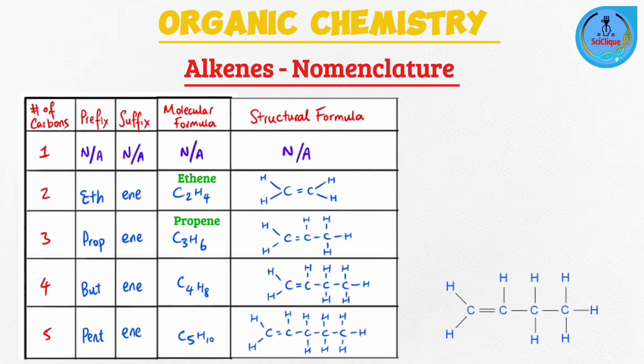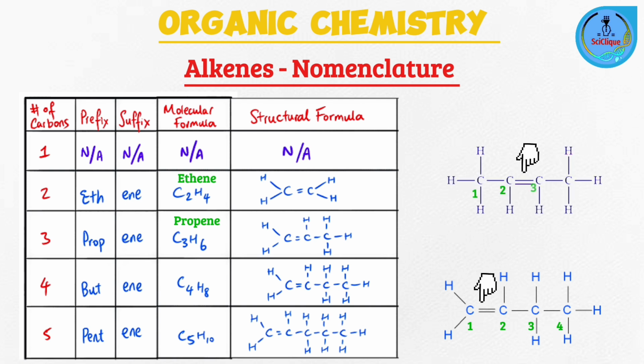But for the remaining ones, starting from butene, you have to specify. Because if you look at butene, the double bond can either be there. If it's there, that means it's shared between the first and the second carbon atom, or it could be there between the second and the third carbon atom. So you have to specify. So in this case, because my double bond is located on the first carbon atom, that means the name of this is going to be but-1-ene.